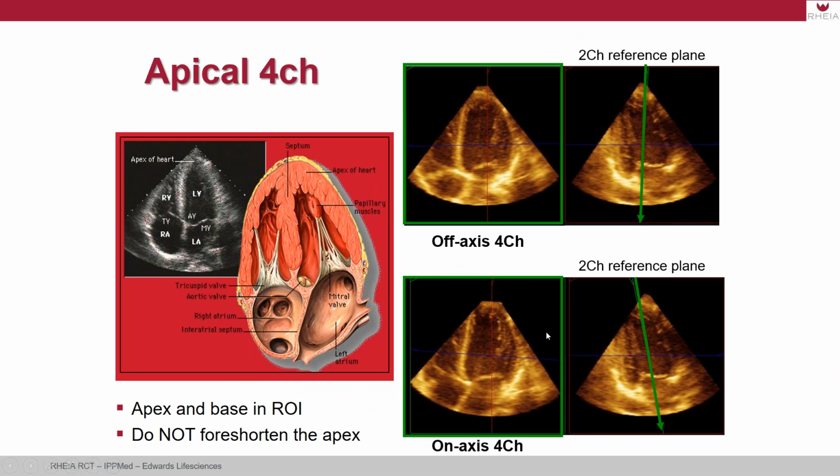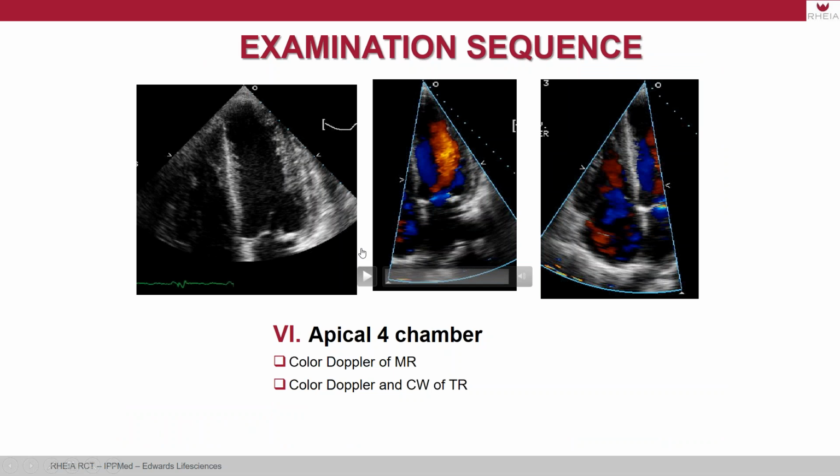As you know, one of the pitfalls with the biplane Simpson, and the imaging related to it, is the foreshortening of the apex. So try to avoid the foreshortening of the apex. Try to get the images that provide the longest LV cavity. This is true for apical 4, but also for apical 5. And in the apical 4, we need 2D and we need color Doppler for assessment of MR and for assessment of PR.